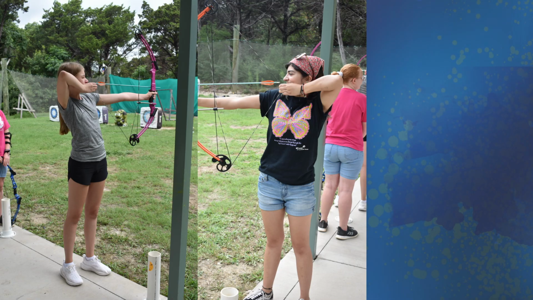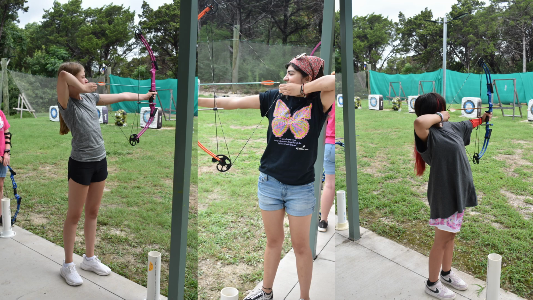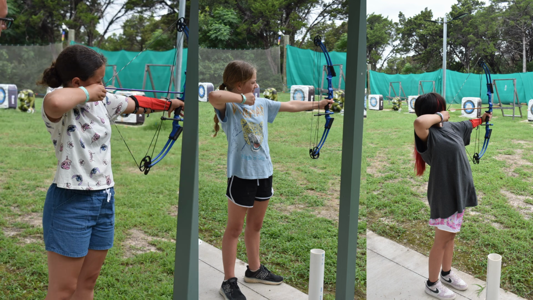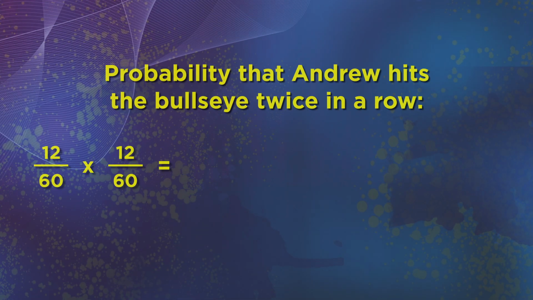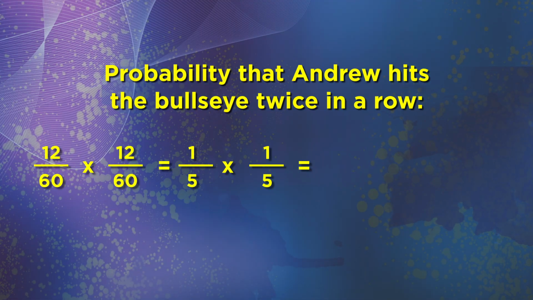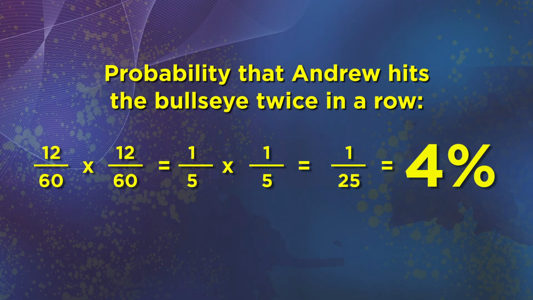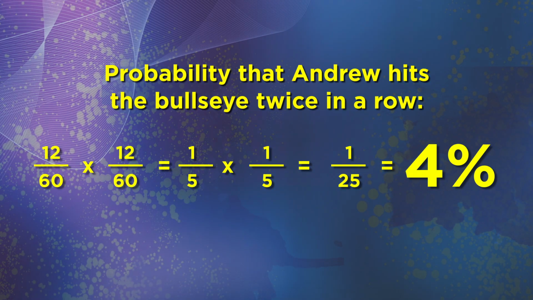Not so fast, my friend. When calculating the probability of multiple events, you multiply the probability of each separate event. So the probability of you hitting a bullseye twice in a row would be 1/5 times 1/5. This can be simplified to 1 in 25, or 4%. Dang, virtually even. You know, archery is kind of like life, right?